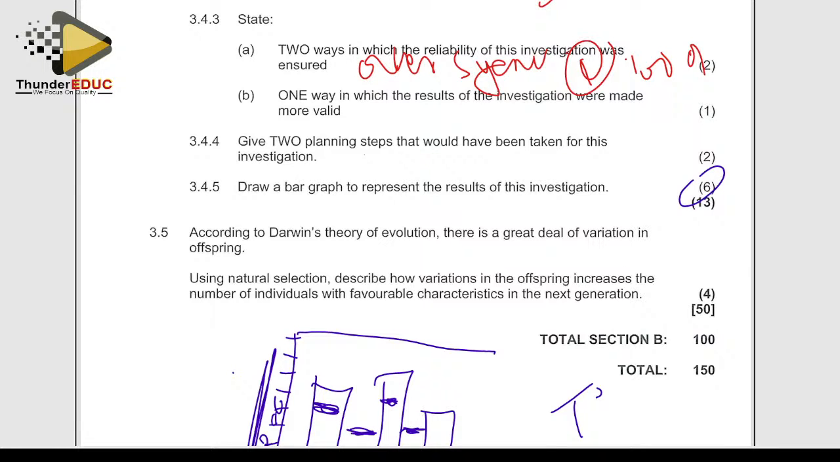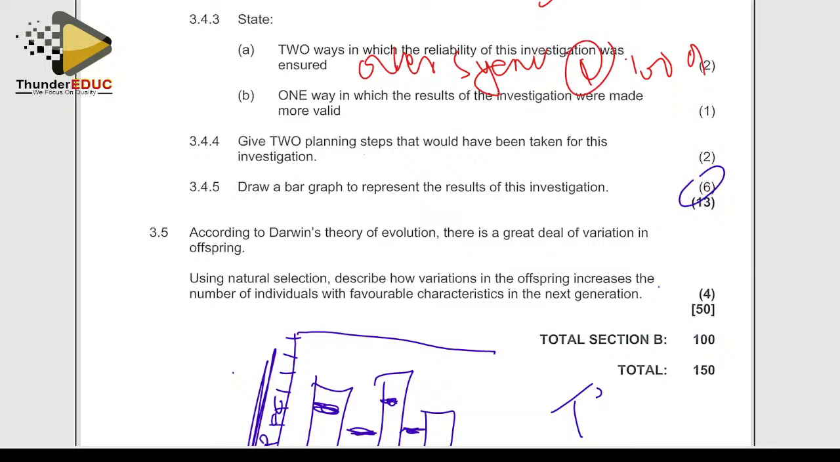According to Darwin's theory of evolution, there is a great deal of variation in offspring. Using natural selection, describe how variation of offspring increases the number of individuals with the favorable characteristic in the next generation. So what are they looking at here? According to Darwin's theory, there is a great deal of variation, you see.